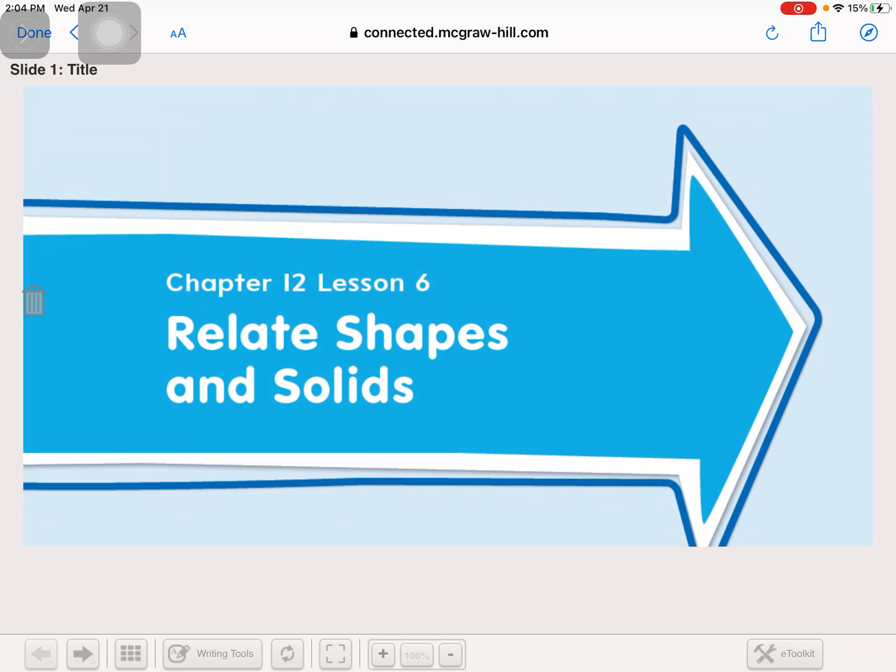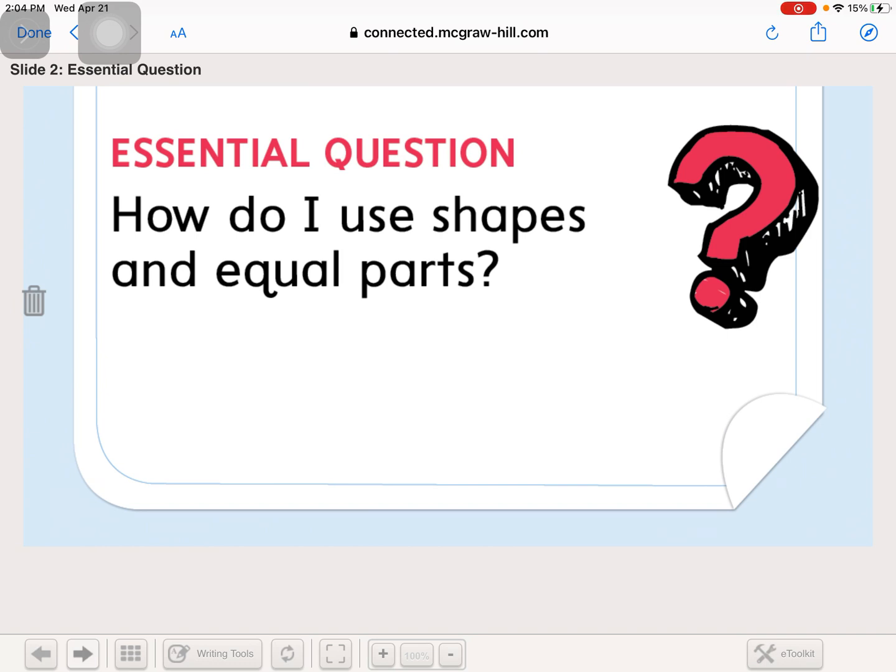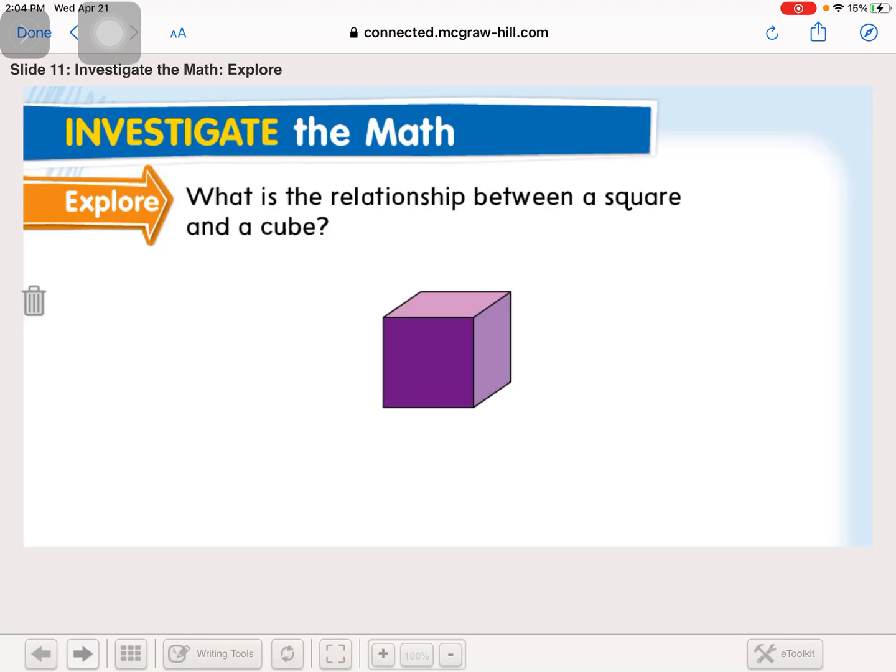So when we're talking about shapes being related, we're going to be looking at what solid shapes are made up of. So what 2D shapes are on the 3D shapes, and we're going to see how they go together. Our essential question is still, how do I use shapes in equal parts? And here's our exploration question. What is the relationship between a square and a cube?